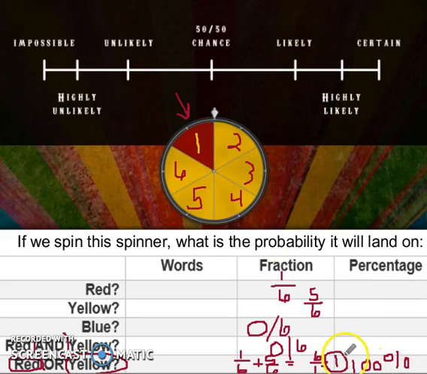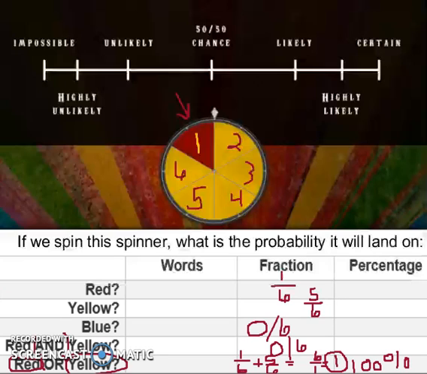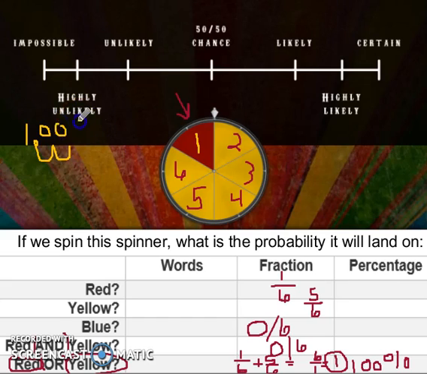And then when I change that to a percentage, I think about my number 1, and I want to move the decimal point over 2 places to make it into a percent. So 1 twice, I fill in 2 zeros, that's where I get the 100%. Okay, so certain is 1 or 100%.